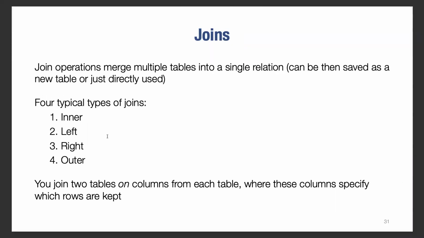So what are joins? Join operations are simply ways that we merge different tables in relational systems or in pandas as well. And we have four main types of joins: the inner join, the left join, the right join, and the outer join.